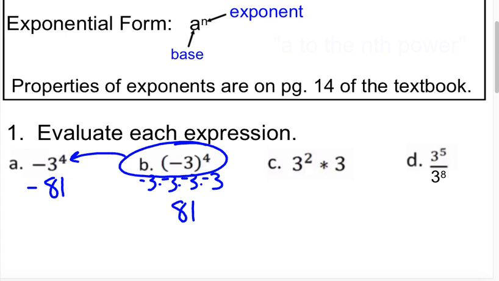Okay, in C, we have 3 squared times 3 to the first. When we're multiplying these, we get to add exponents. So 2 plus 1 is 3, so this is 3 cubed, which is just 27. And when we divide things with exponents, as long as we have the same base, we are allowed to subtract. So 5 minus 8 is -3. Now, you don't need a calculator to evaluate this. The way we get rid of negative exponents is we move them into the denominator, or if they're already in the denominator, you move them to the numerator. So this is 1 over 3 cubed, which is 1/27.